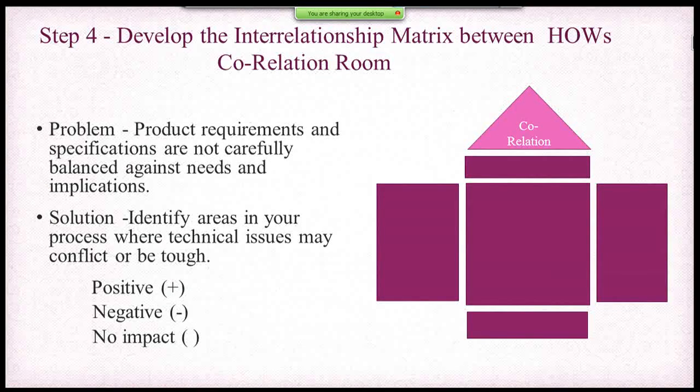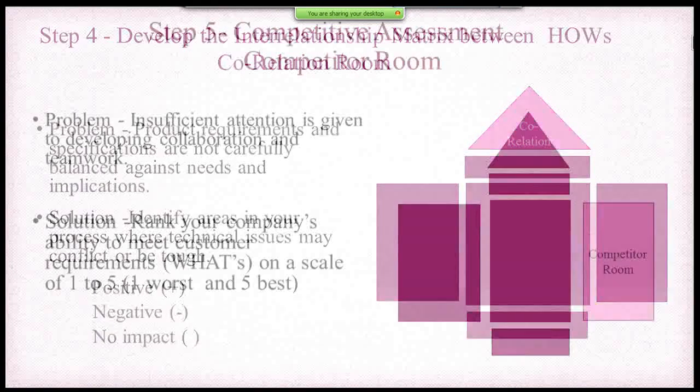The fourth room in the house of quality is called the correlation room. In this room, we map each of these technical requirements against each other. That is, if there is an improvement in one technical requirement, we see whether there is an improvement or deterioration of another technical requirement. If there is an improvement of the other technical requirement, it is represented by a plus, and if there is a negative impact, it is represented by a negative sign.